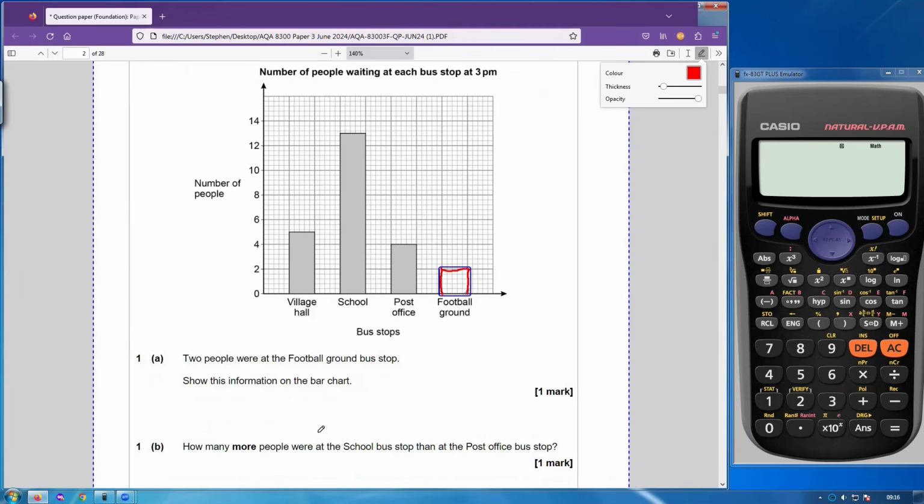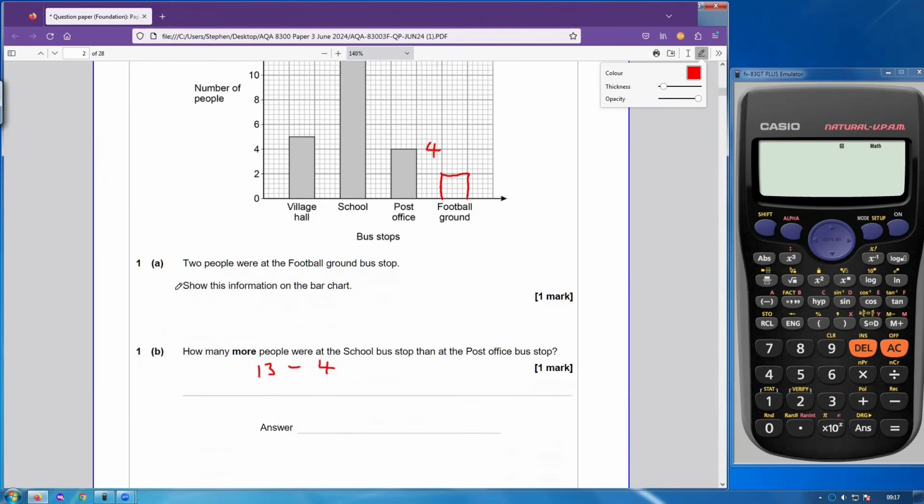How many more people were at the school bus stop than at the post office bus stop? Well, post office is here. That's 4. School bus stop is here. That's between 12 and 14. This has got to be 13, isn't it? Okay. 13 minus 4. I'm going to put that there. 13 minus 4. And I'll put the answer down wherever it's got to go.